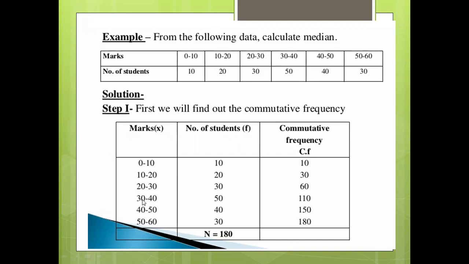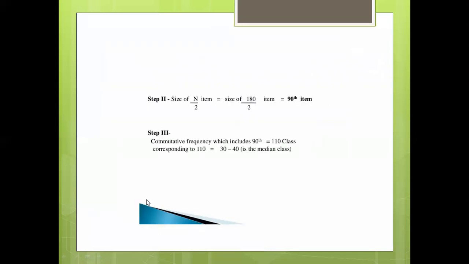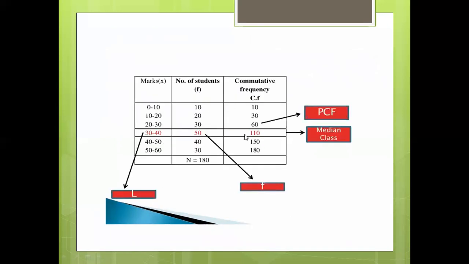Then this is the class interval, lower limit, upper limit. This is the frequency. Then preceding value is 60. Okay, and difference between class interval is 10. यहाँ पे सब वैल्यू मिली। ओके, cumulative frequency which includes 90, that is 110, सब हमने देखा है। अभी यहाँ पे देखो मेंशन किया है, 30 to 40 is here, 30 is L, 50 is F, then this is the preceding cumulative frequency, that is PCF, and 110 is the median class.